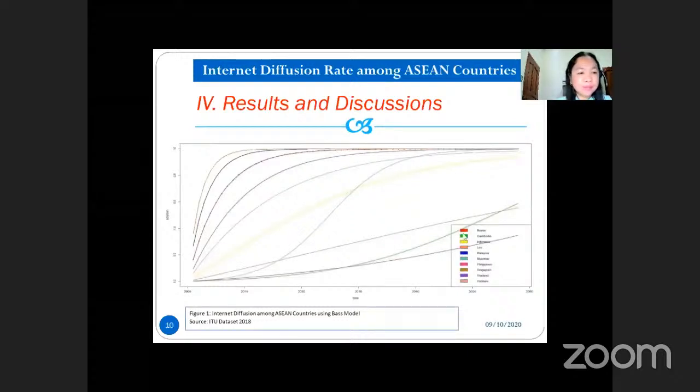In the results and discussion, Figure 1 shows the internet diffusion among ASEAN countries using the Bass model. The result of the Bass model indicates an S-shaped cumulative adoption curve as the general pattern of the diffusion process. However, the results revealed that different countries in ASEAN have different internet curves and patterns. The result was confirmed in the study of ITU and the World Bank that different countries around the world have different internet diffusion curves and patterns.